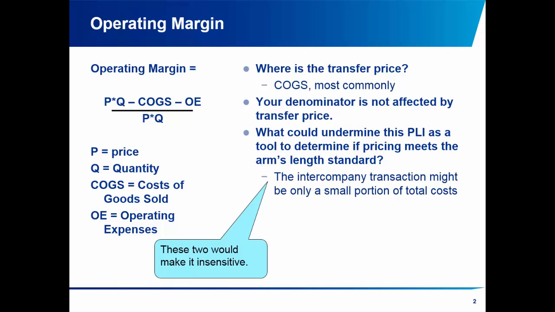Thus, if you test the entire income statement where only a small portion of the total cost relates to the intercompany transaction, this could make the test insensitive and not reliable in the end. One solution would be to segment the P&L between purchases from related parties versus purchases from third parties.